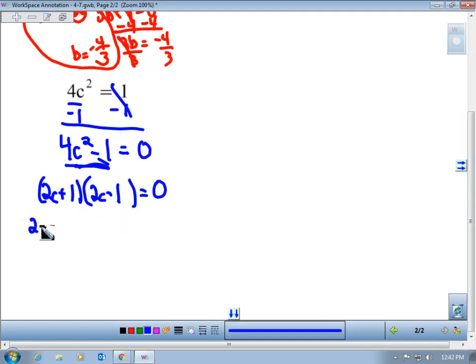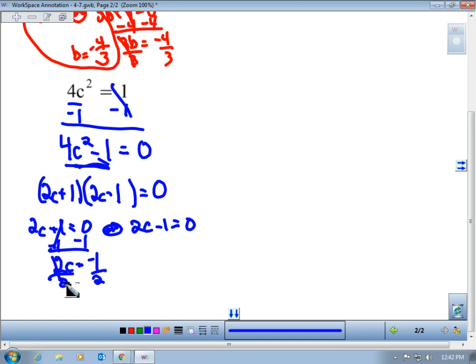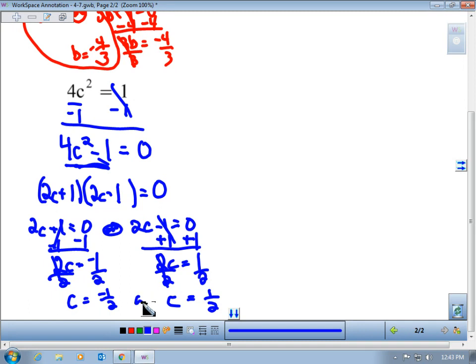Now I go ahead and I'm going to take both of these products and I'm going to set them equal to 0 and solve. So subtract 1 here. I get 2c equals negative 1. Divide by 2. I get c equals negative 1/2. I'm going to add 1 here. I get 2c equals 1. Divide by 2. I get c equals 1/2. So c equals negative 1/2 or c equals 1/2 here.